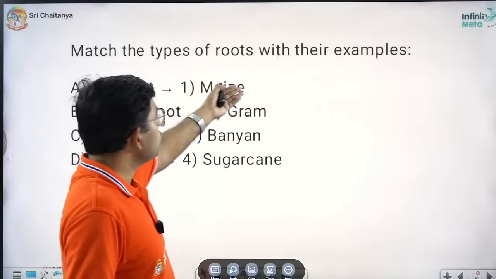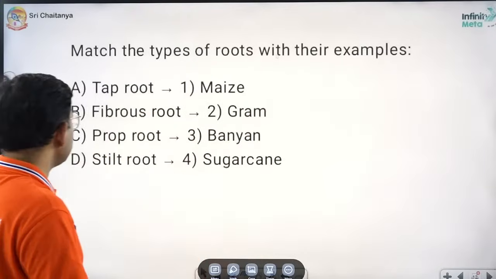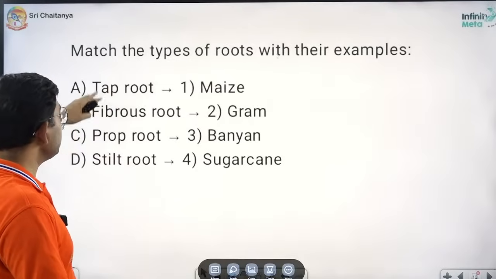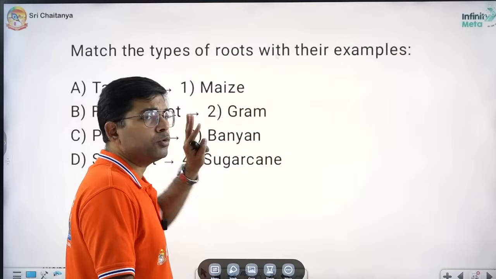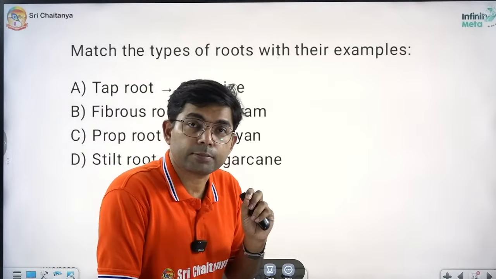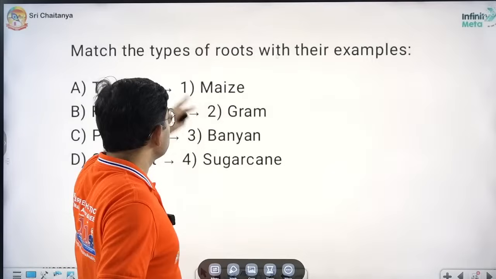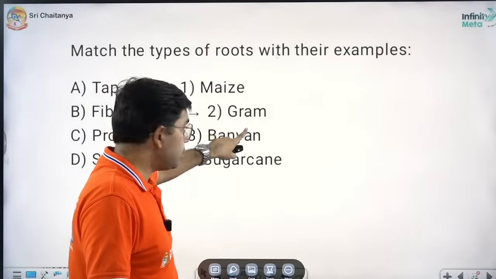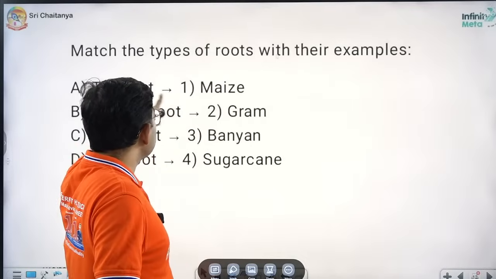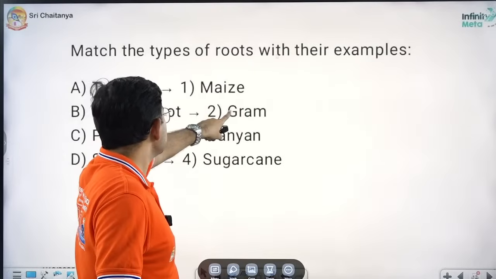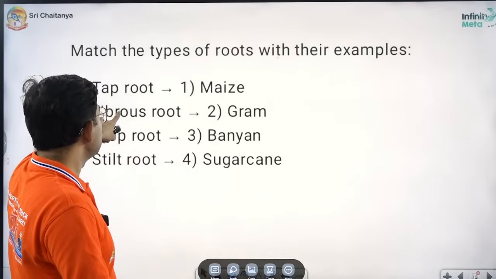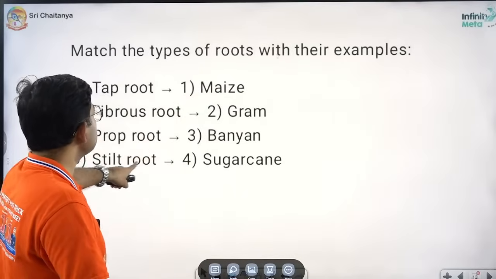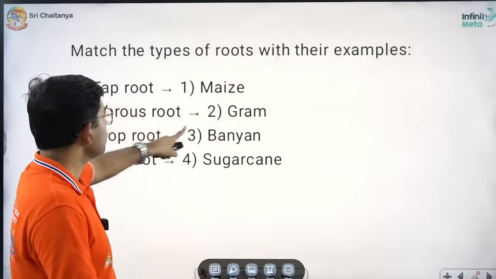Match the type of root with their examples. Now here, if we say tap root system. So tap root generally is present in dicot plants, right? So here which is a dicot? See, banyan and gram both are dicot, right? But banyan will go with prop root, so tap root will go with gram. Fibrous root, you can go with maize, or fibrous root can be sugarcane. Stilt root can also be sugarcane and maize. Prop root will go with banyan.